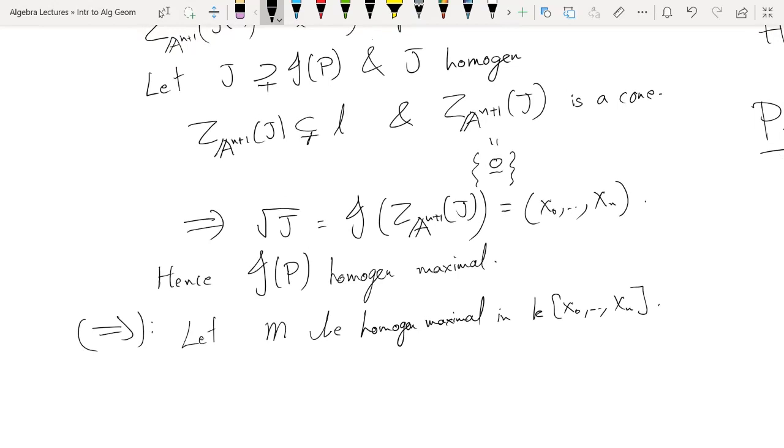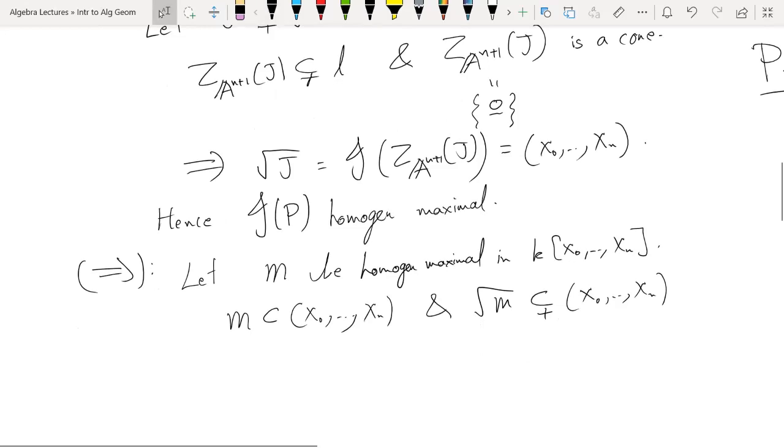So what do we know? Homogeneous maximal means, of course, that it is homogeneous and it's contained in (x0, ..., xn), and the radical of M is properly contained in (x0, ..., xn). It can't be equal to this, right? Okay.